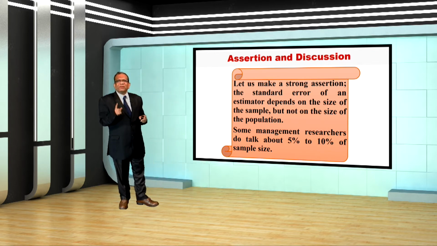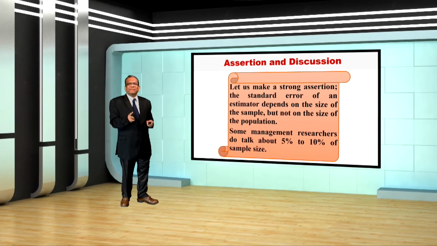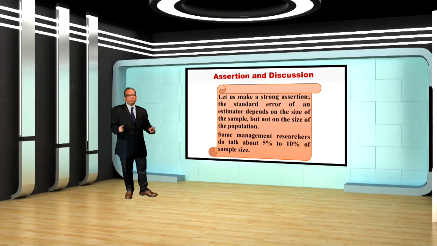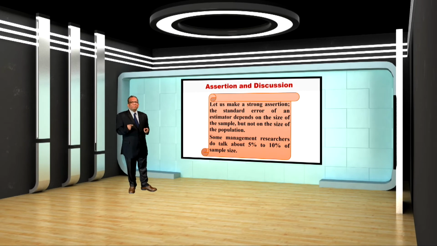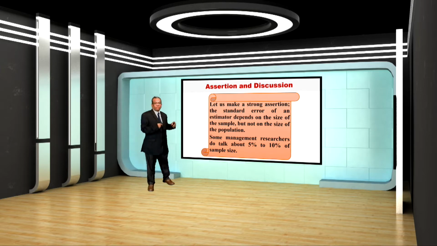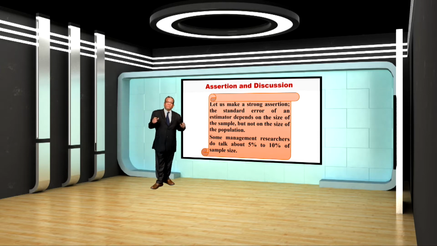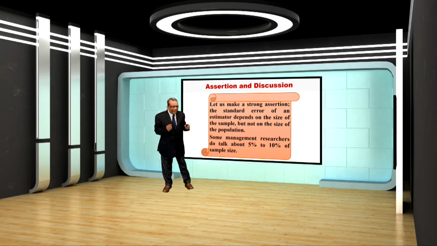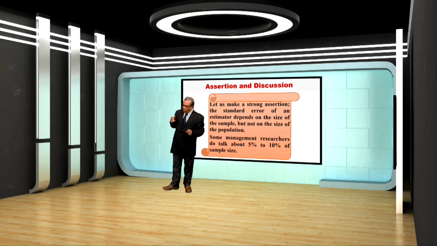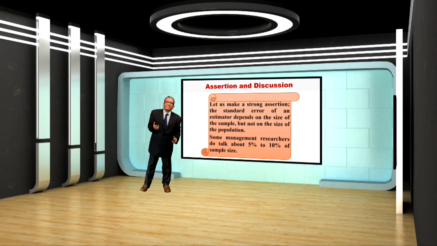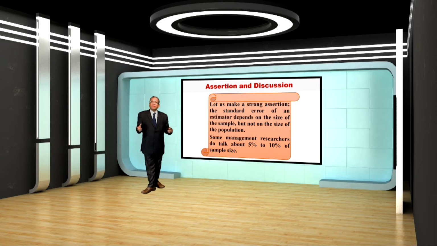The standard error of the estimator depends on the size of the sample but not on the size of the population. However, some management researchers do talk about 5% or 10% of the population as the sample size. For example, if the population is 2,000, some researchers do talk about a 5% or 10% sample. But by and large, we will be scientifically estimating the sample size with the discussion that we are going to do further.